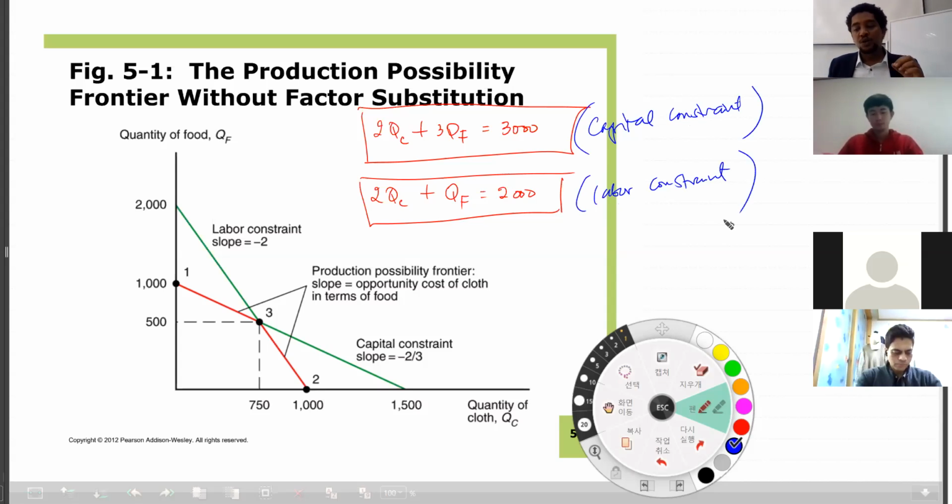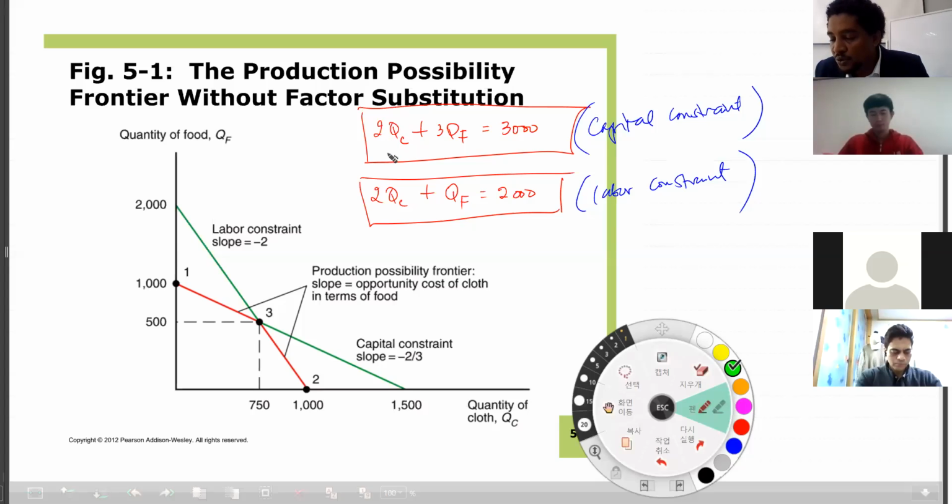So to compute the endpoints, first, this is the labor constraint, right? And this is the capital constraint. Okay, so let's compute the endpoint for this one. I'll use a different color. Use quantity of clothes QC equal to 0.